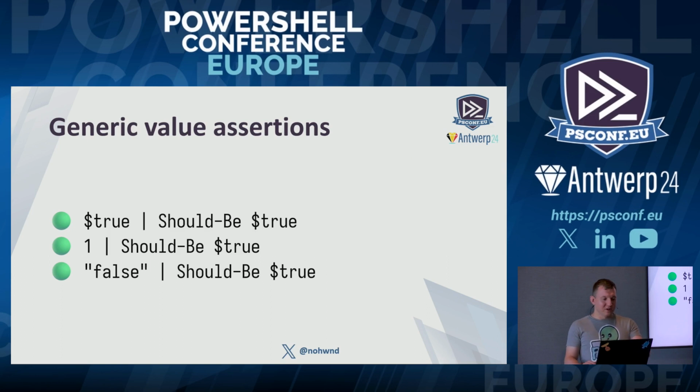Okay, so that's what we saw. Generic value assertions take whatever value from one side, convert it to the expected type, and compare it. So if we have a true and compare it to true, it will be true. If we have 1, it will be converted into true. If we have the string false, it's still a non-empty string, so it will be converted to Boolean true, and this assertion will pass.